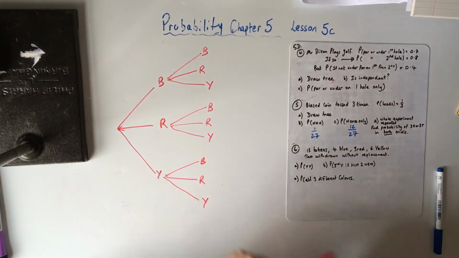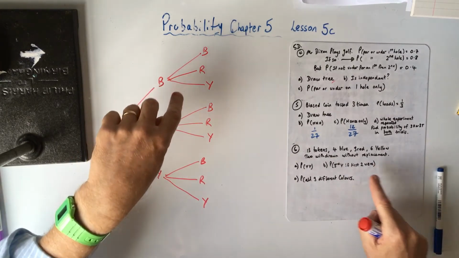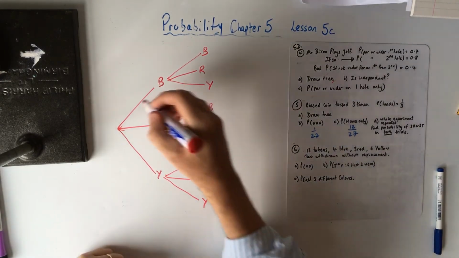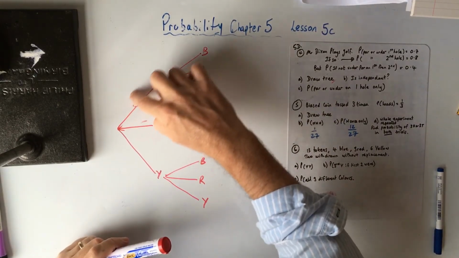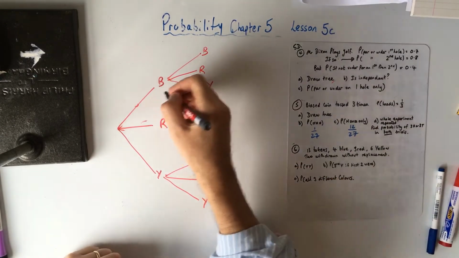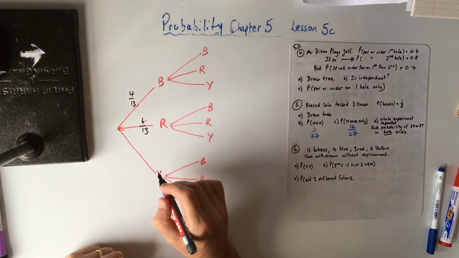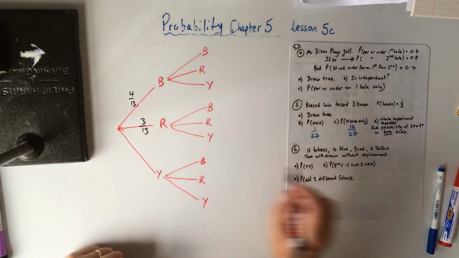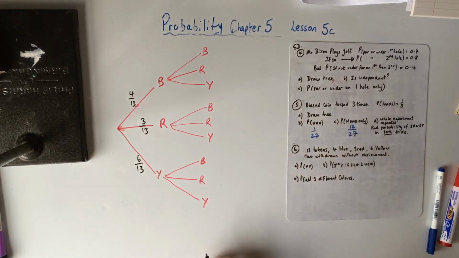Okay, I'm not going to do it all here. So 13 tokens, because 6 add 4 add 3 is 13. So that means you've got 4 blue, 4 out of 13, 3 red, 3 out of 13, and yellow was 6 out of 13. Okay, so that's the probability.